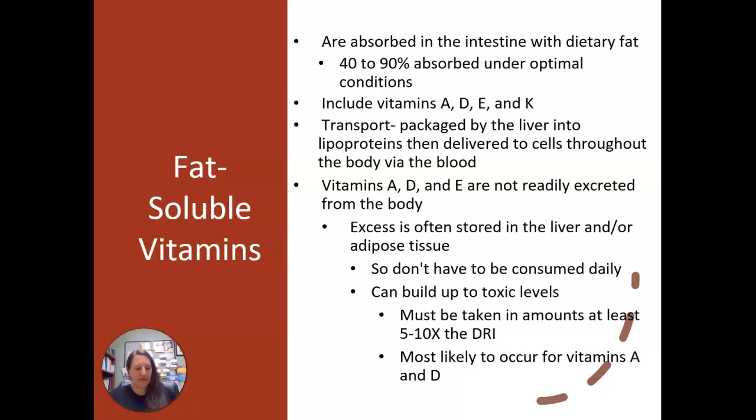Okay. So into fat-soluble vitamins a little bit farther. Fat-soluble vitamins, as we've stated before in earlier chapters, are going to be absorbed in the intestine, specifically the small intestine, with dietary fat. So dietary fat is required for the absorption of fat-soluble vitamins. About 40 to 90% of the vitamins that are ingested are absorbed under optimal conditions. Okay, so individuals who don't have any issues with absorbing dietary fat will be able to absorb fat-soluble dietary vitamins without a problem. Again, our list includes vitamins A, D, E, and K.